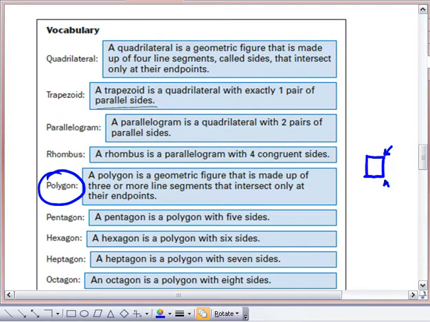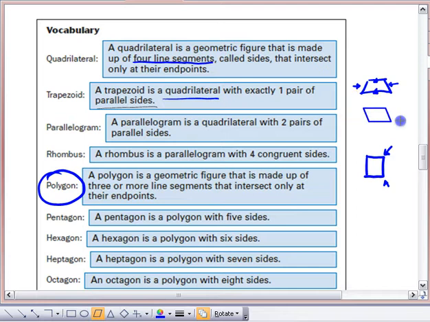Let's look at different kinds of polygons. A quadrilateral is a kind of polygon, and it's made up of four line segments. A trapezoid is a quadrilateral. It's a special kind of quadrilateral, but it only has one pair of parallel sides. So if I draw a trapezoid, notice that these two sides are parallel, but these two are not. So it has only one pair of parallel sides.